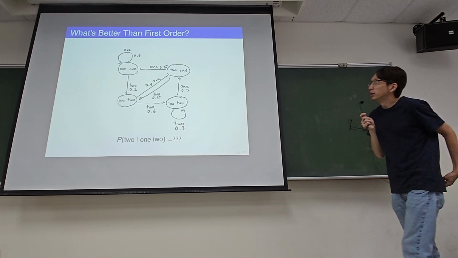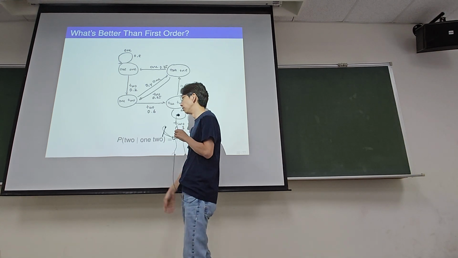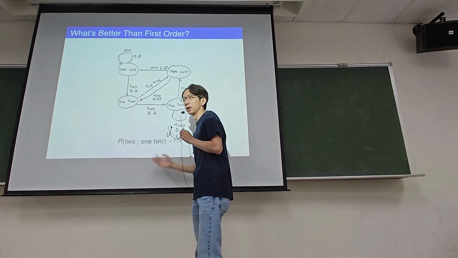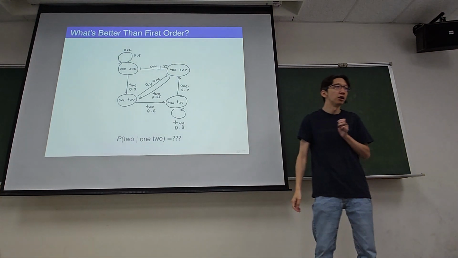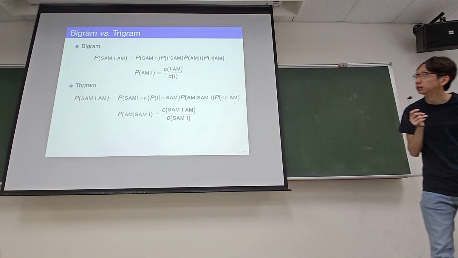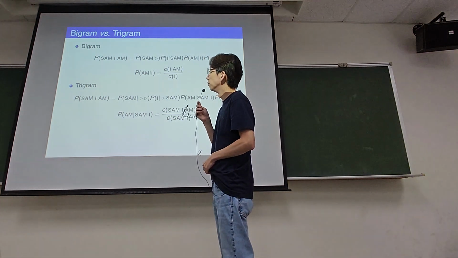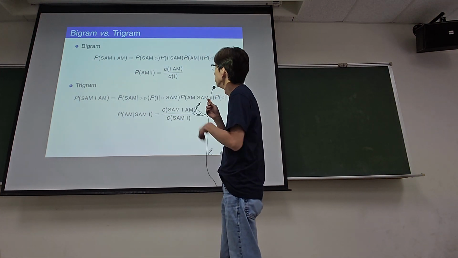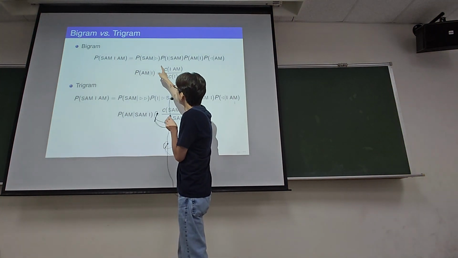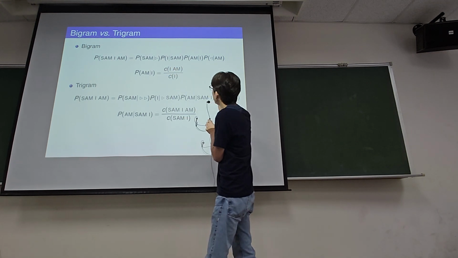Okay, what's better than the first order bigram? You can do a trigram, right? Probability of 2 given 1, 2. So if you don't depend on just one previous word, but depend on 2 previous words, we call them trigram. For example, here, the bigram probabilities are the same: I given start, n given I, and end given n.